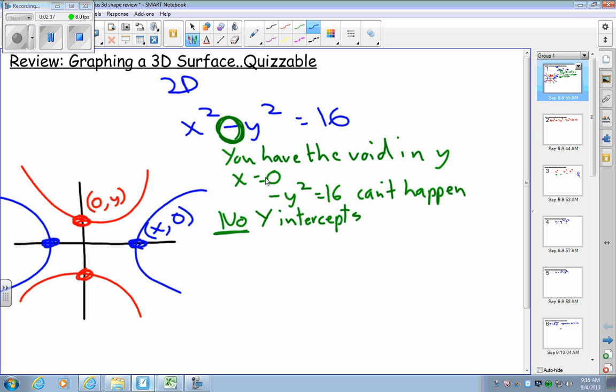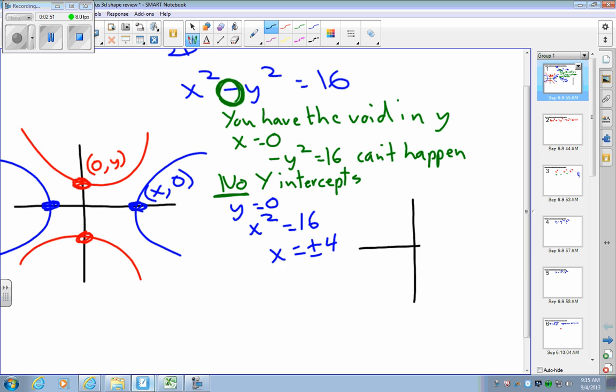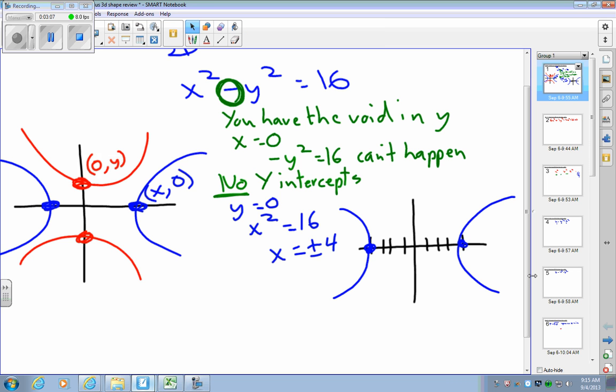Because if you set y equal to 0, that means x squared equals 16. So x equals plus or minus 4. So it's going to be the blue guy, but more specifically, it's going to be the blue guy with x-intercepts of plus or minus 4. So for a rough sketch, you know it's that and that. Okay? So the whole idea is where you find the void with that negative, where that intercept can't happen, it helps decide which way it opens up.